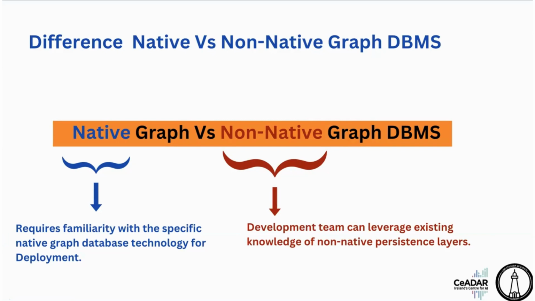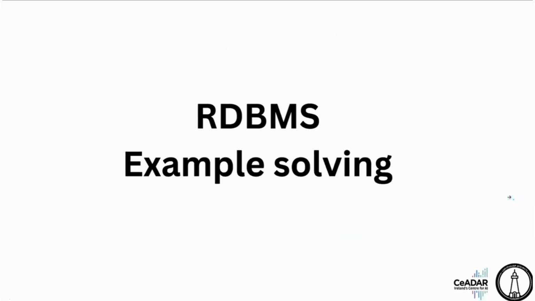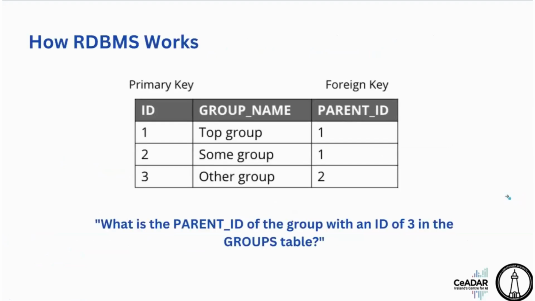So next, let's jump in. What is the difference between RDBMS versus Neo4j, and how it's being done? Let's try to solve an example sum. Here we have a basic table which contains three IDs, and a column called group name, which contains top group, some group, and other group, and it has a foreign key of parent ID 1, 1, 2.